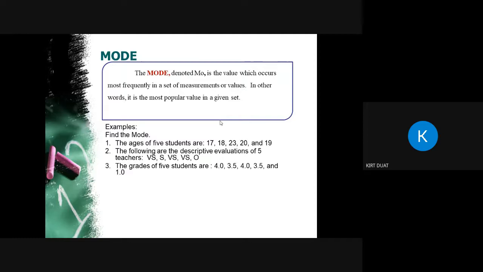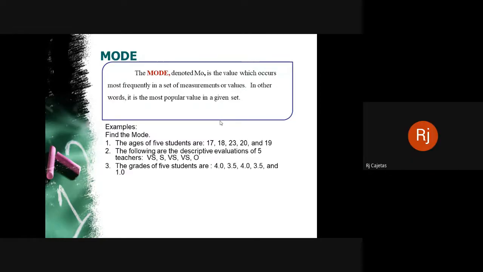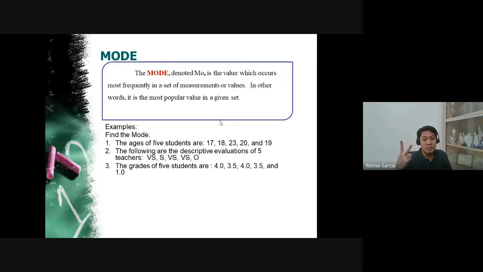4.0. Actually, there are two answers because nag-tie sila. Twice, di ba, lumabas sa grades of 5 students, twice lumabas ang 4.0 at saka 3.5. So, dalawa ang sagot. This is what we call as bimodal kasi dalawa. So, in other words, pwede siyang walang sagot, just like number 1, pwede rin siyang more than 1 ang answer. So, ang mode lang talaga ang kakaiba as compared sa mean at saka sa median.